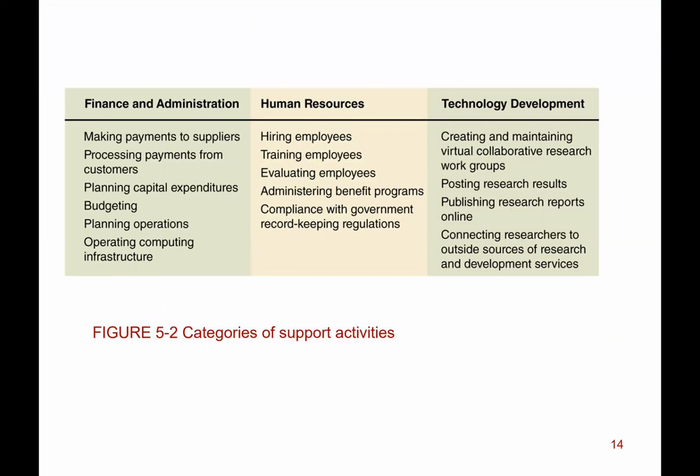So these are some of the finance and administration activities. Finance and administration, human resources, and technology development. In finance and administration: making payments to suppliers, processing payments from customers. These are some of the typical activities. In human resources: hiring employees, training employees. Technology development, IT: creating and maintaining virtual cooperative research work groups. What is important is how to integrate with each other and also with suppliers and customers as well.